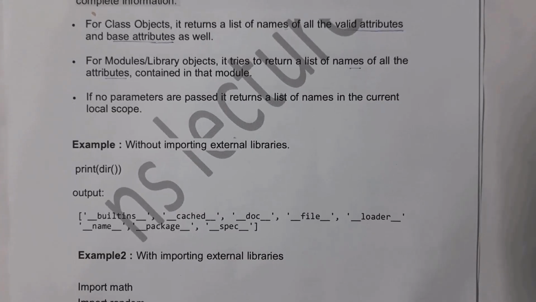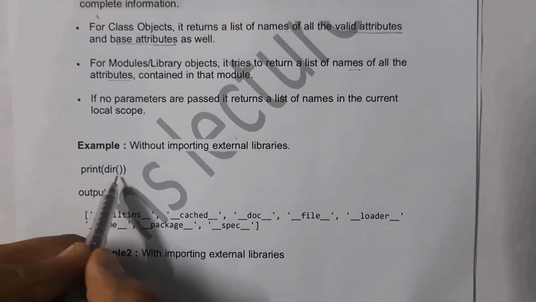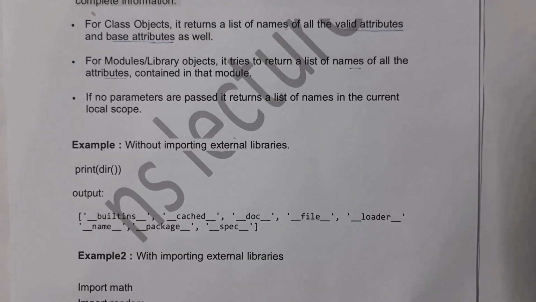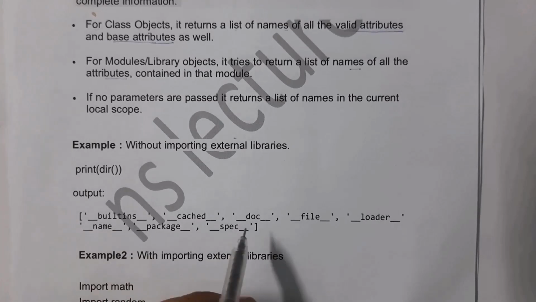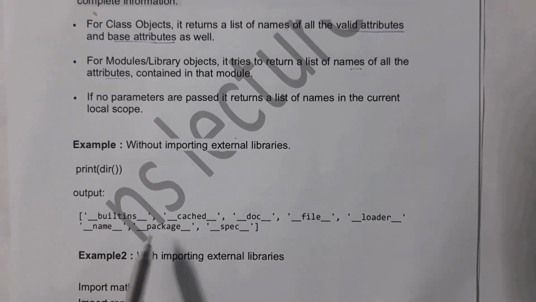This is an example. Here I am not importing any external libraries. I just wrote print(dir()). Whenever you write print(dir()), this is my output. It will print all those attributes. They are built-in attributes: __doc__, __file__, __name__, __package__, and so on.